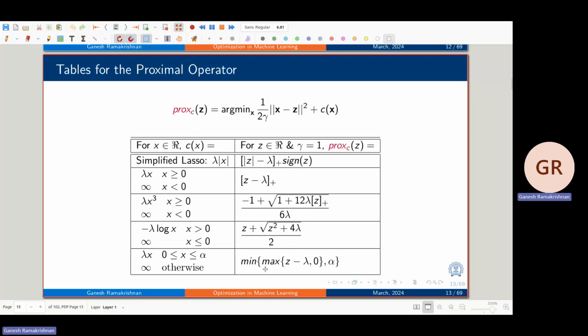Okay, so some of this we have now discussed in class. Simplified lasso, you have an idea how to do it. I have also alluded to how this can be solved for a simple problem such as lambda x cube for x greater than or equal to 0, and infinity otherwise. You can similarly try and solve for these. But instead of trying and solving, I'll just give you the intuition.